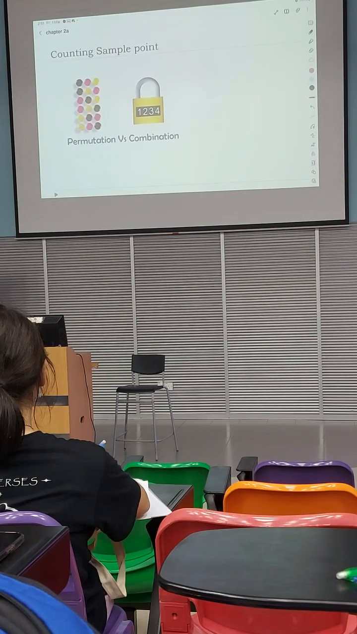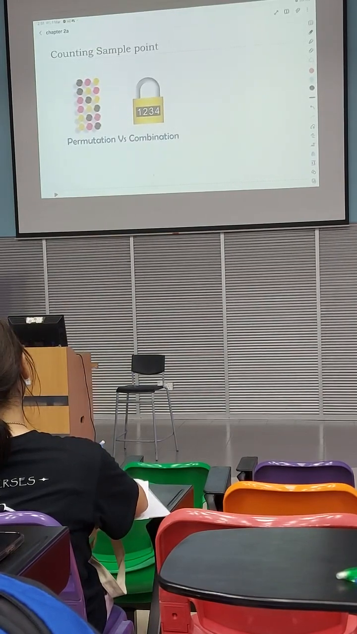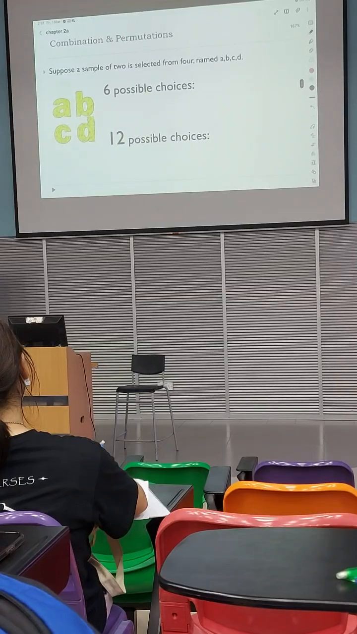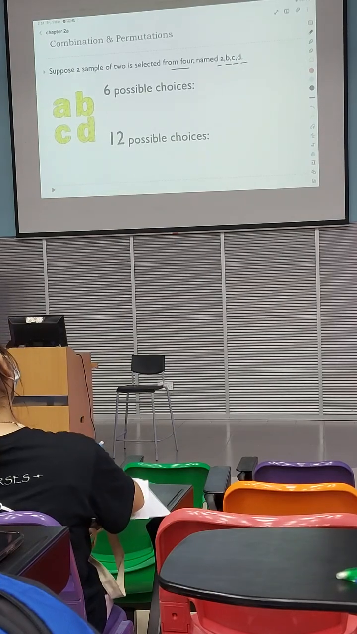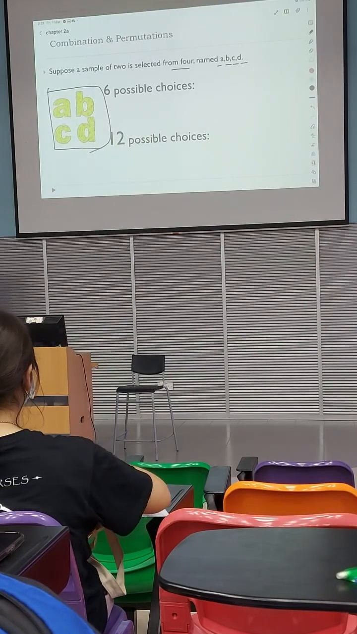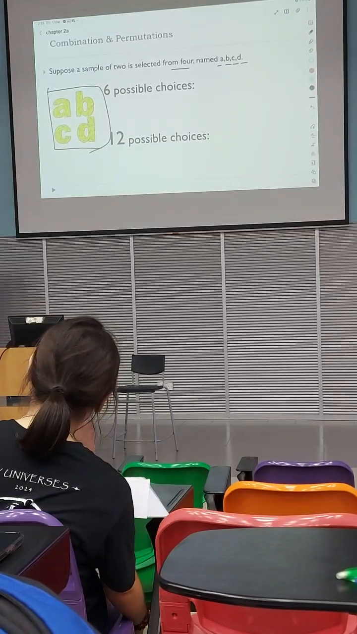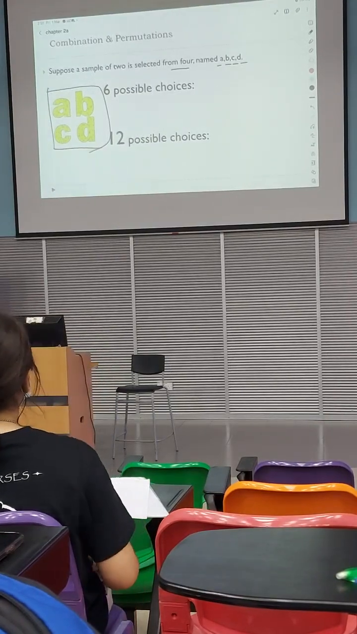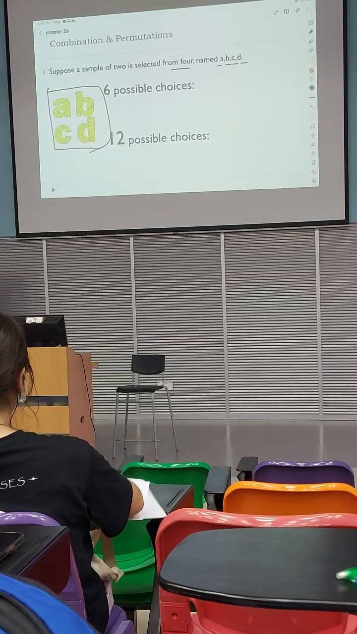Permutation and combination. For example, suppose that a sample of 2 is selected from 4 named as A, B, C, D. These are the elements that I have. Every time I need to pick 2 out of these 4. So what are the possible arrangements? It could have 6 different choices.